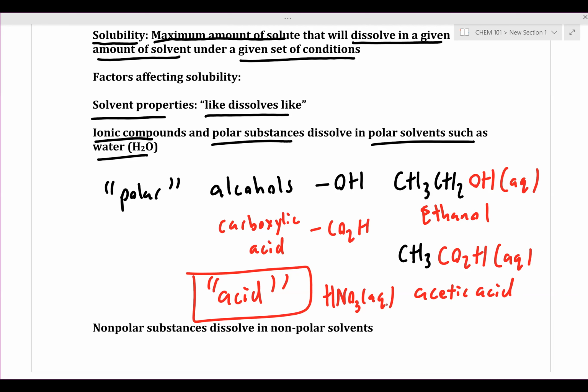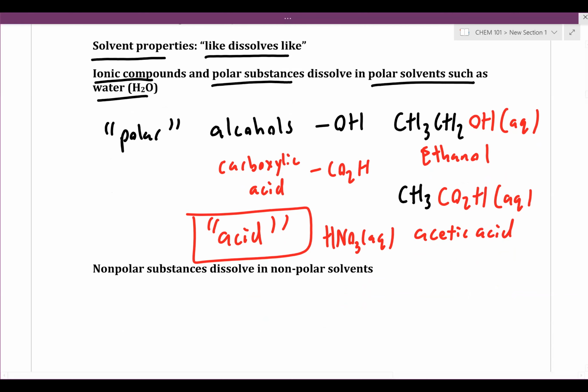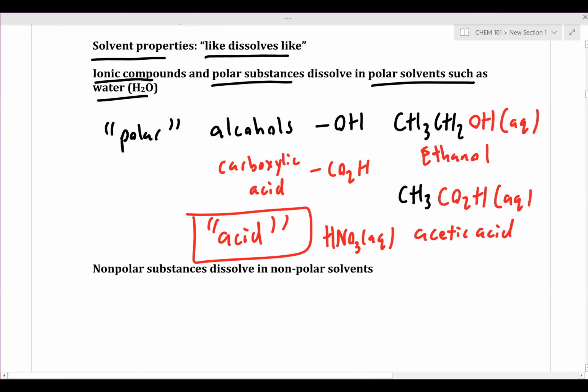Now, we've talked about our polar substances. We've talked about our ionic compounds. Would someone like to give me an example of an ionic compound besides sodium chloride, something new? An ionic compound. There are many of them.